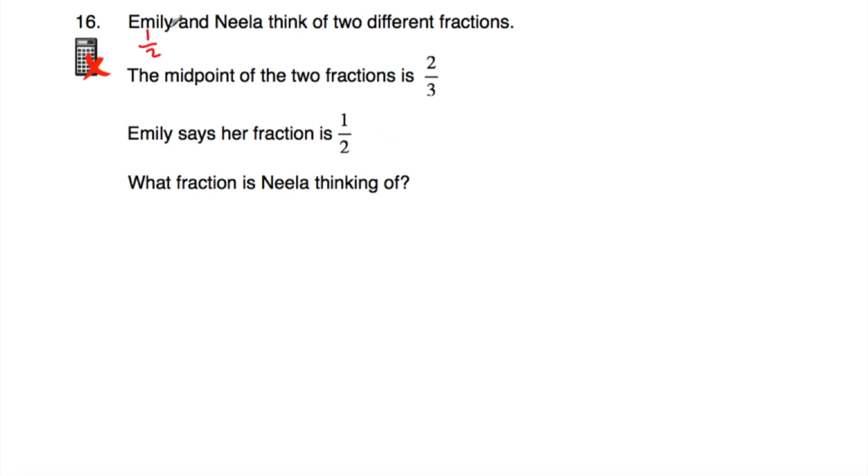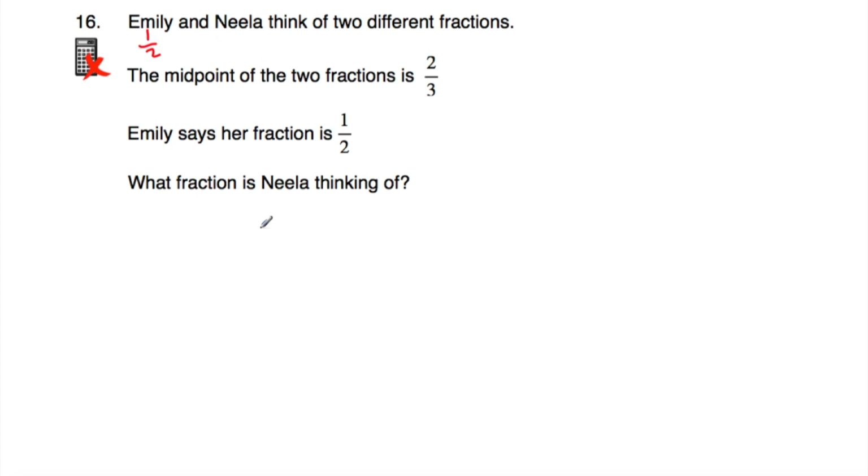Normally, if we had Emily's fraction and Neela's fraction, we would add them together and then divide by 2, and that would give us the midpoint. So if we have the midpoint, we can multiply that by 2 to find out what the two fractions add together to give us, and then take away the one we know to find the other one. So let's do that.